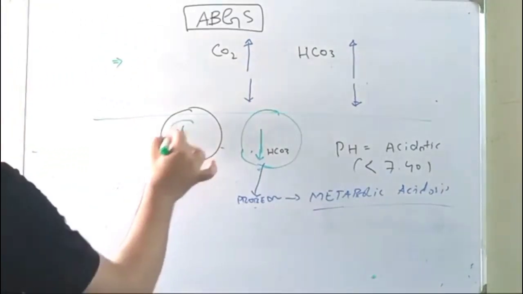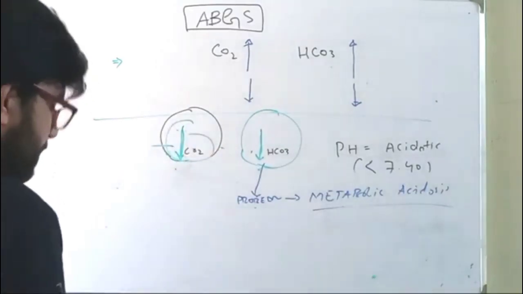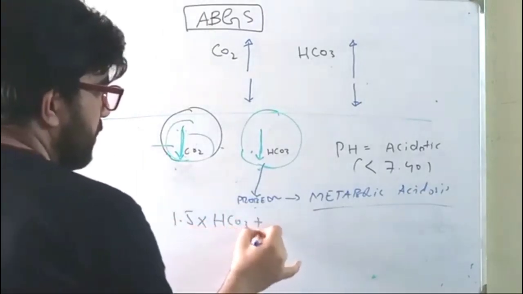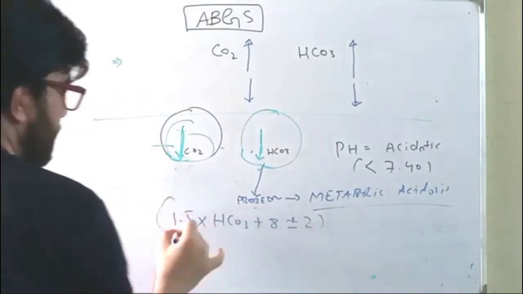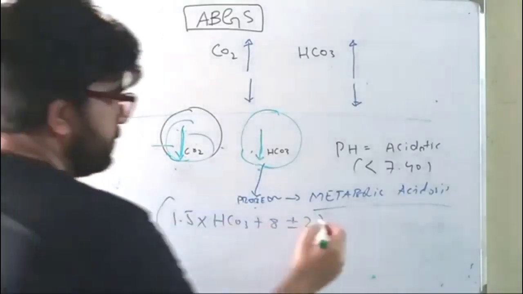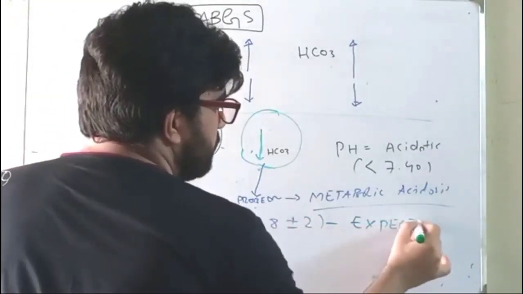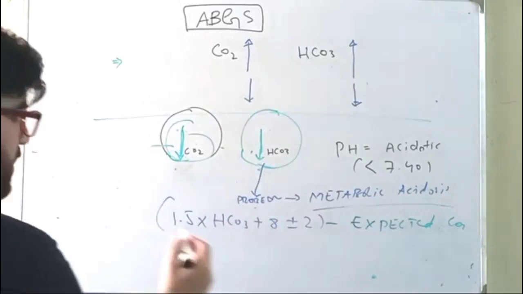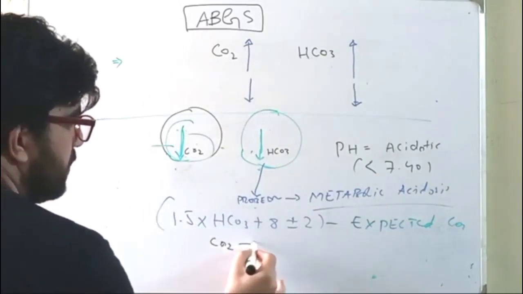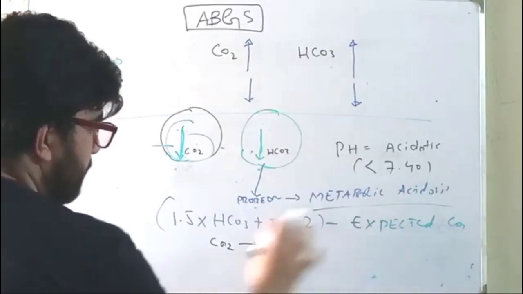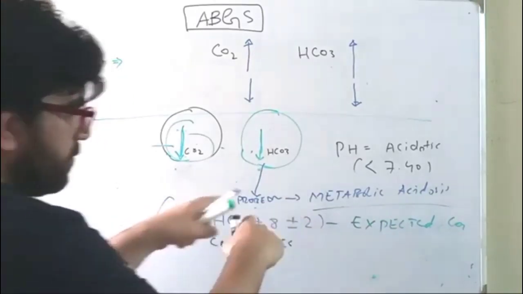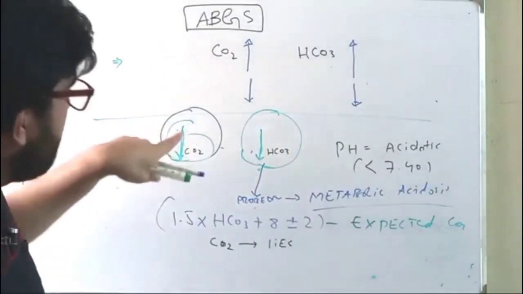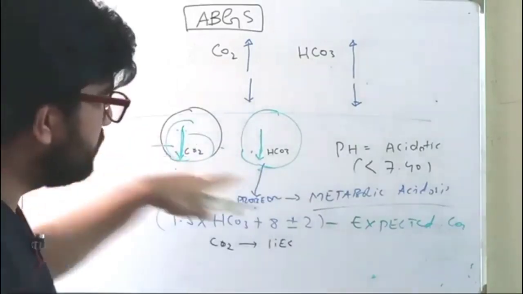Now this arrow is either the problem or compensation. How do we know? Apply a formula, and the formula is 1.5 into bicarbonate plus 8, plus or minus 2. This is for expected CO2, and it will give you a range. You have to calculate the range from this formula, and now you have to compare the CO2 that is given in the ABGs to the expected CO2.